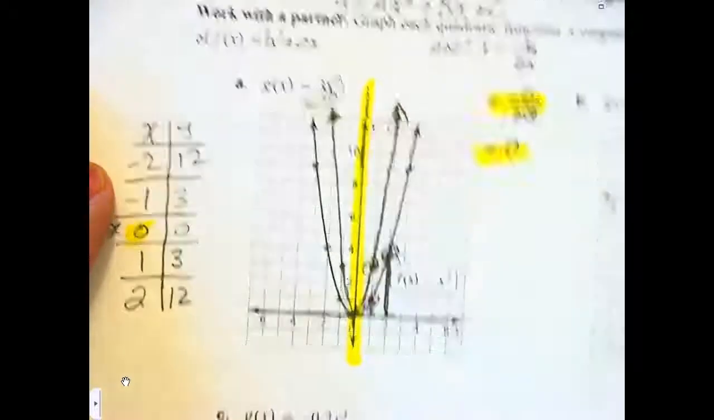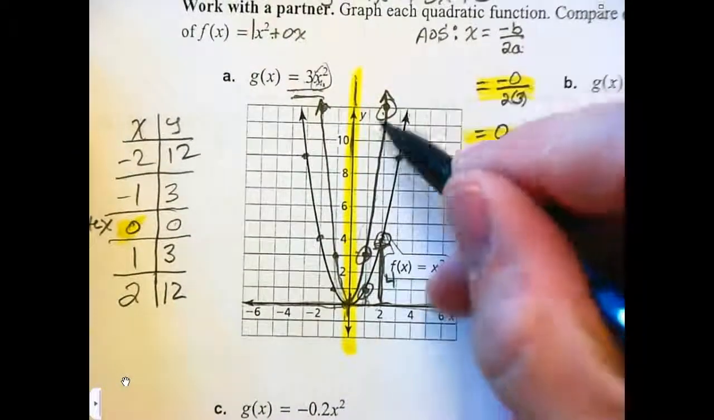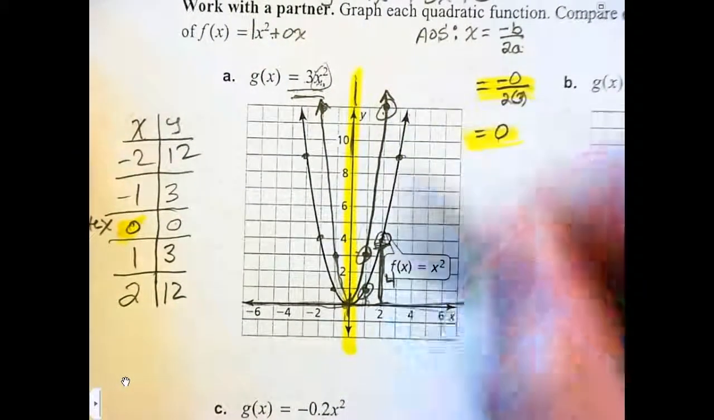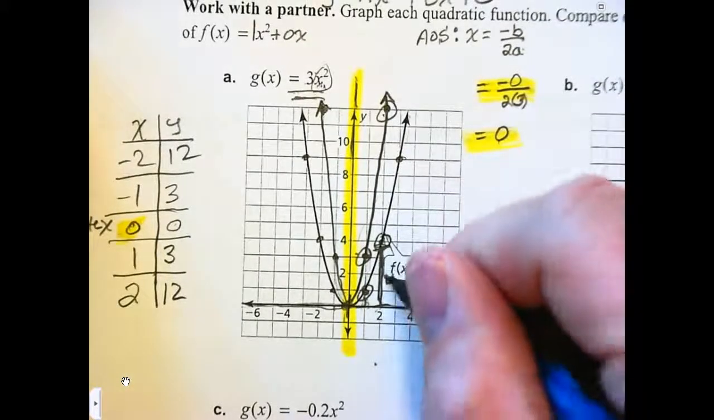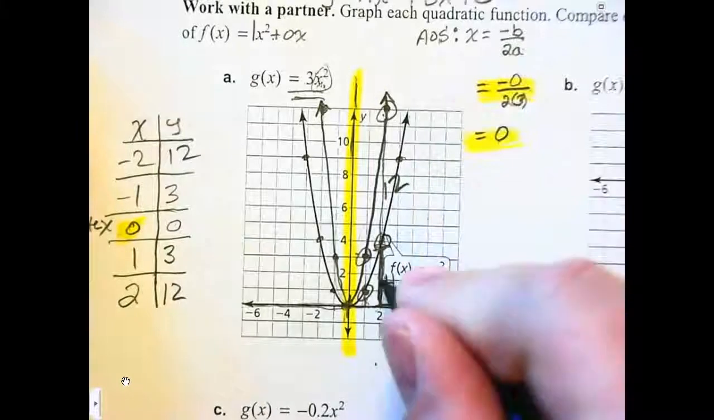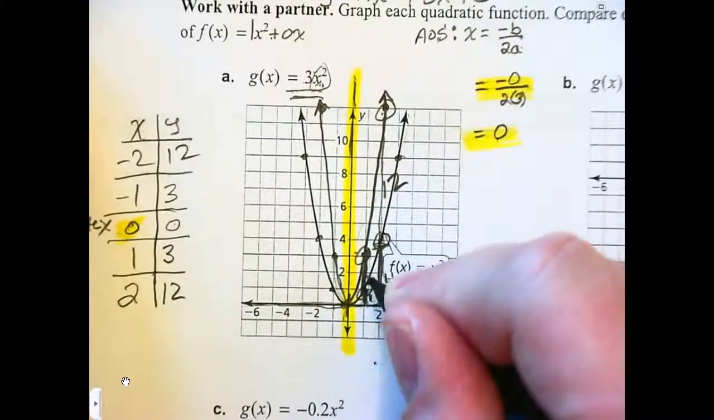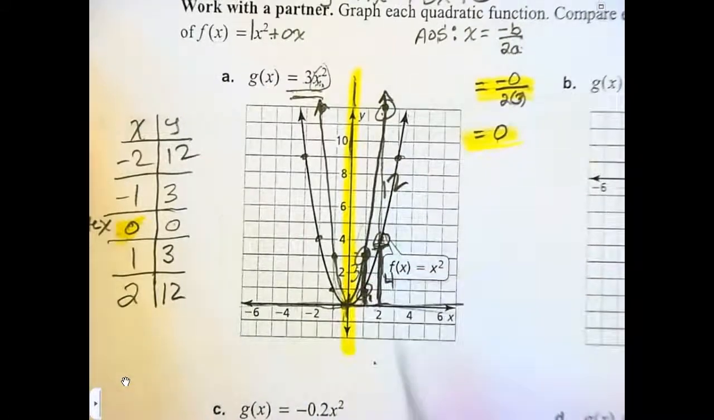How far is this? Come on, stay with me. I'm actually challenging you guys to think a bit here. That's 4. How far is this one? It's 12. Okay, this one's 4 away. This one is 12 away. This one is 1 away. This one is 3 away. How are those numbers related?